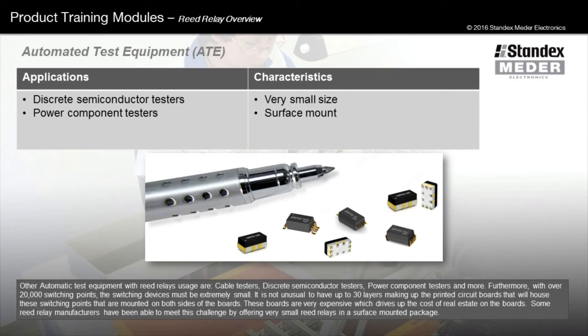Furthermore, with over 20,000 switching points, the switching devices must be extremely small. It is not unusual to have up to 30 layers making up the printed circuit boards that will house these switching points that are mounted on both sides of the boards. These boards are very expensive, which drives up the cost of real estate on the boards. Some reed relay manufacturers have been able to meet this challenge by offering very small reed relays in a surface-mounted package.